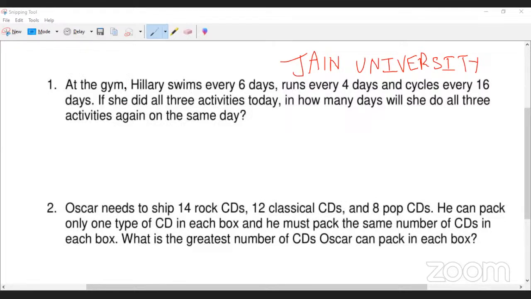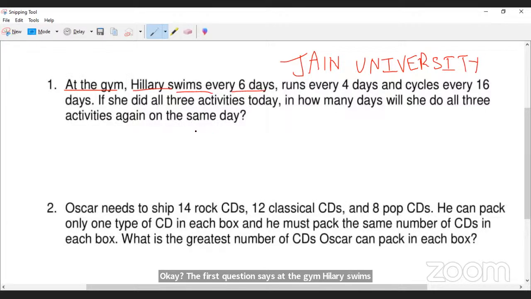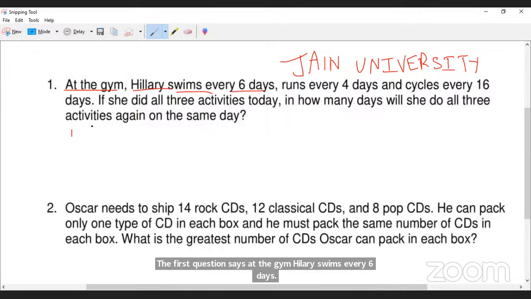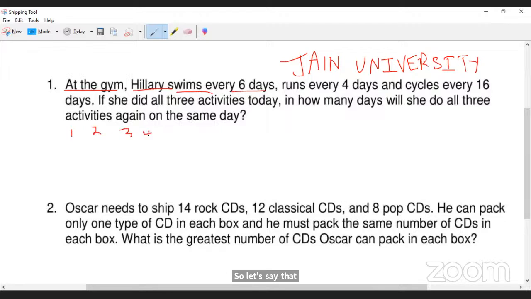Okay, the first question says, at the gym, Hilary swims every 6 days. So let's say 1, 2, 3, 4, 5, 6. For every 6 days, that means she swims. Okay, 6 days she swims. And next, again, after 6 days, it goes on.